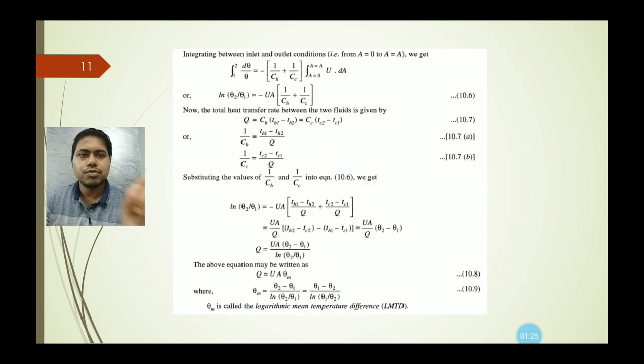So up to this formula, that is theta m equals theta 1 minus theta 2 divided by ln theta 1 by theta 2. This theta m is the LMTD, that is logarithmic mean temperature difference. So this equation and the derivation for this equation, that is LMTD for the parallel flow, we have discussed in the last lecture. Okay. So today we will continue from this one.